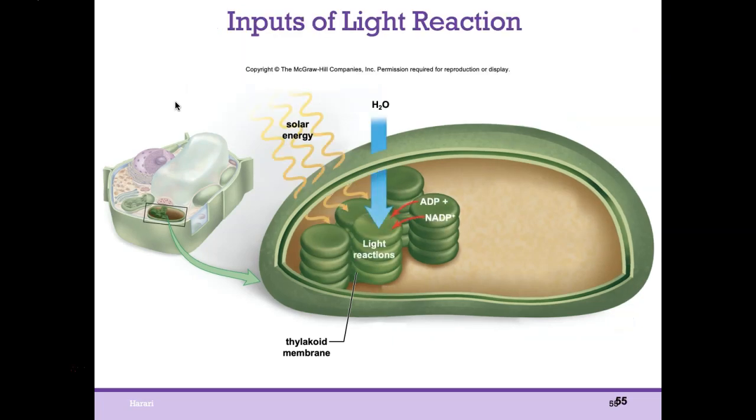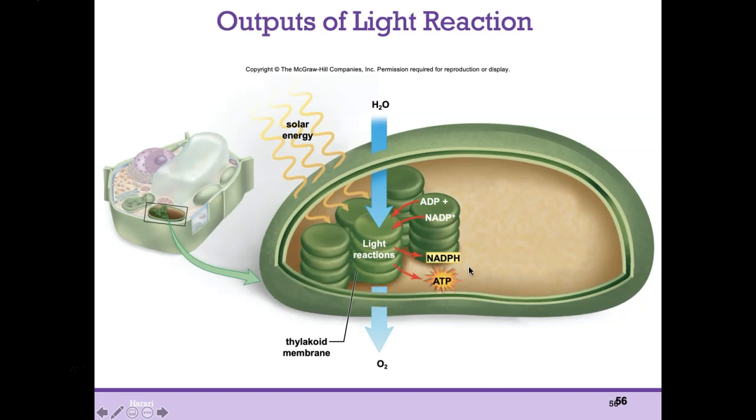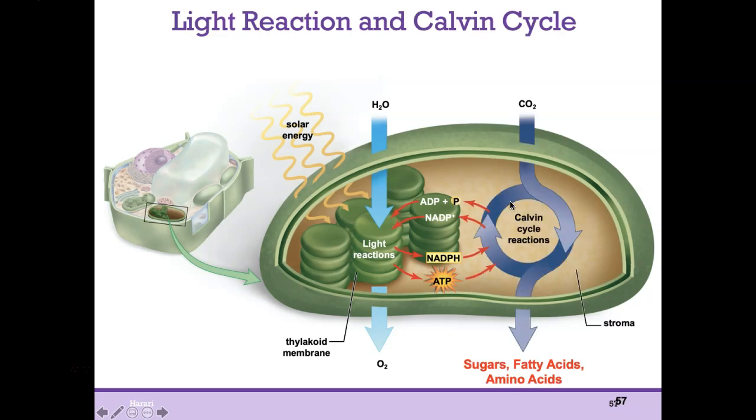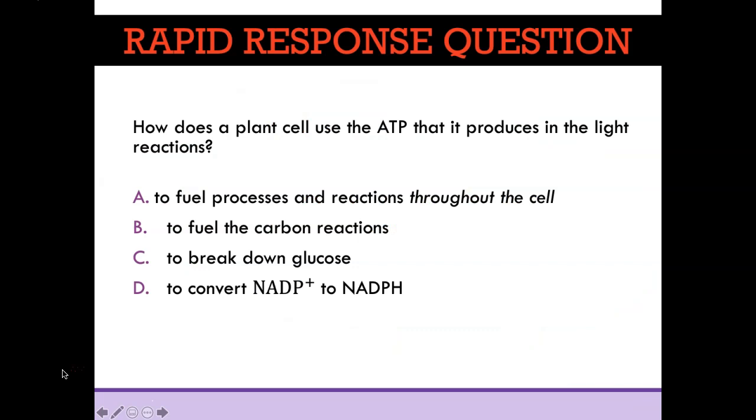So as an overview, we saw that solar energy from the sun and water were required for the light reactions. ADP and NADP+ were also inputs. And as outputs, we got NADPH, ATP, and oxygen. That NADPH and ATP was fed into the Calvin cycle reactions, the carbon reactions. And carbon dioxide was an input, and carbon dioxide was fixed, meaning it was incorporated into organic molecules that can then be built into sugars, fatty acids, and amino acids. So take a second to pause here and see if you can answer this rapid response question before we finish up.